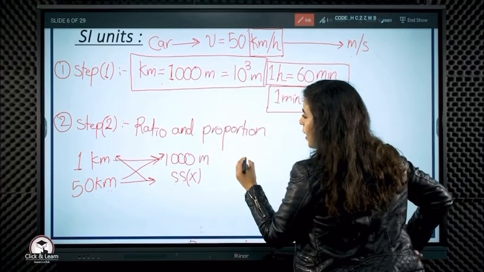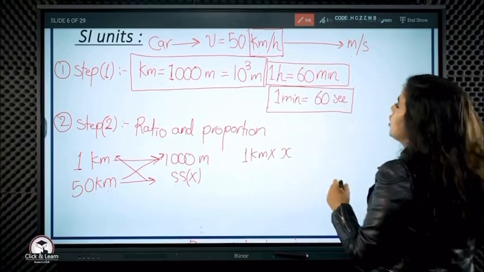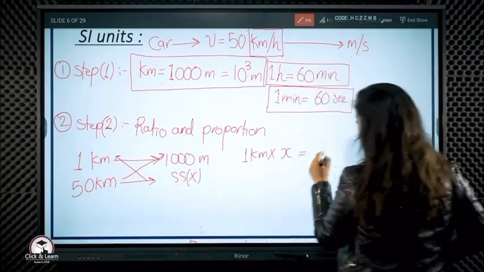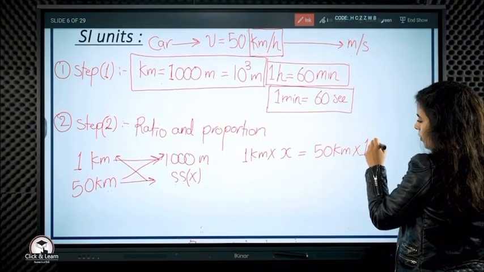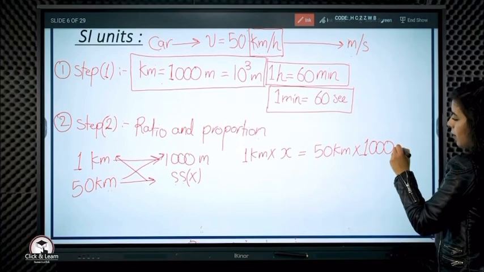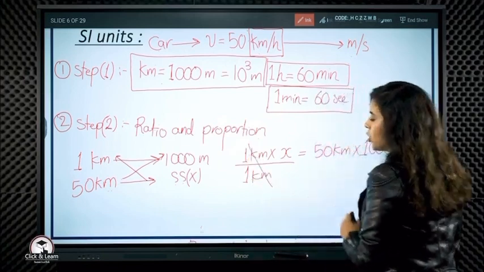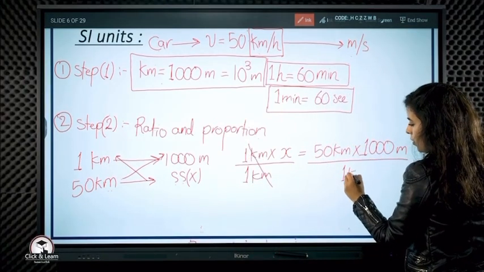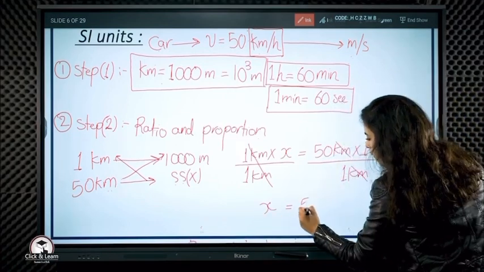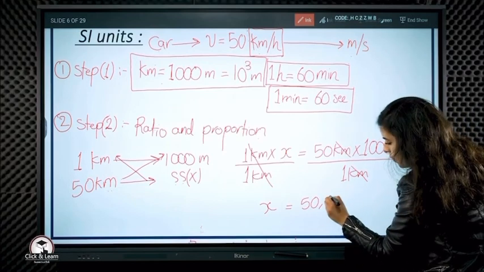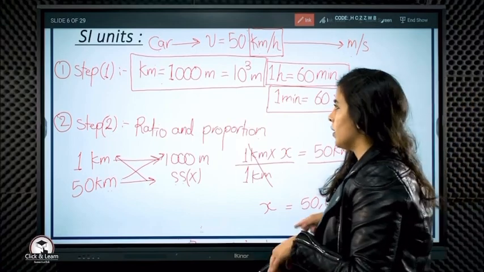Okay, I'm going to find that 1 kilometer multiplied by x is going to be equal to 50 kilometers multiplied by 1,000 meters. Okay, so I'm going to divide 1 kilometer over 1 kilometer. They will cancel each other, and the x is going to be equal to 50,000 meters. So now I convert the kilometer to meter.